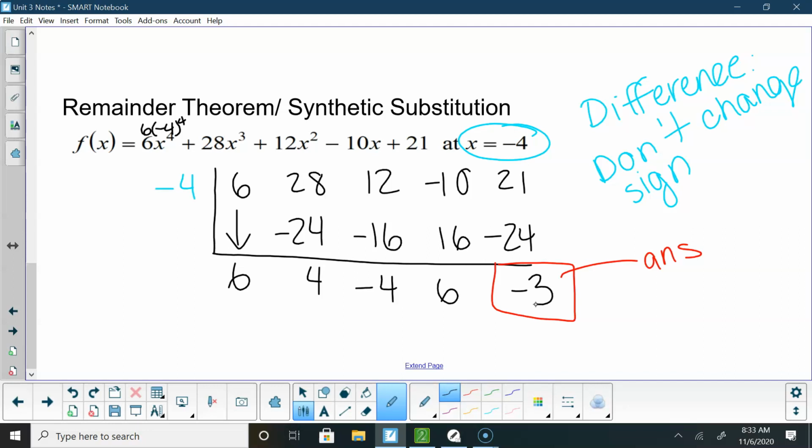I did get -3. What do we think? It's pretty dope, right? You're like, where has this been my entire life? Like, why am I just now seeing this? Gotta force you guys to do it the old-fashioned way. But that's synthetic substitution, aka the remainder theorem, because what it says is the remainder, what you get right here, is what you would actually get when you plug it in. For some odd reason, it has two names. So that's it for 4.3. We good?